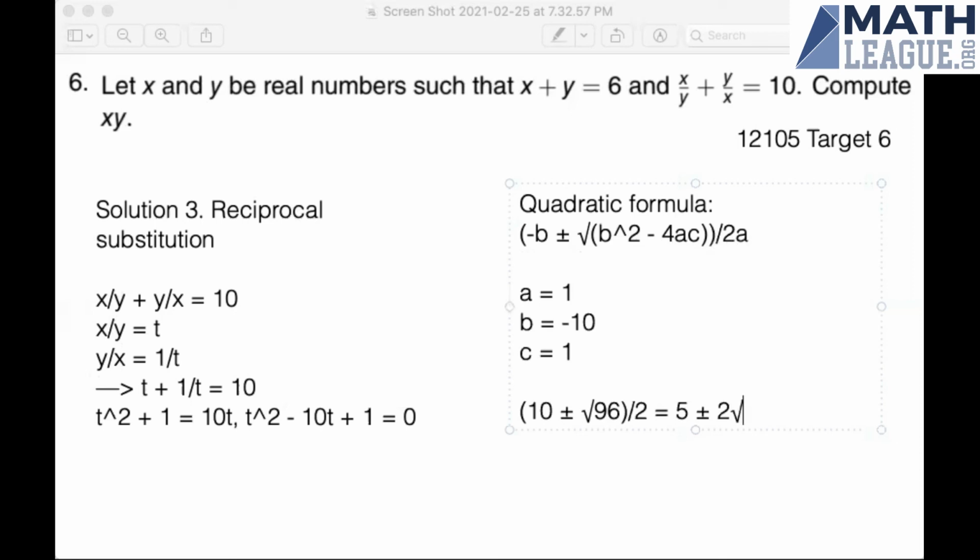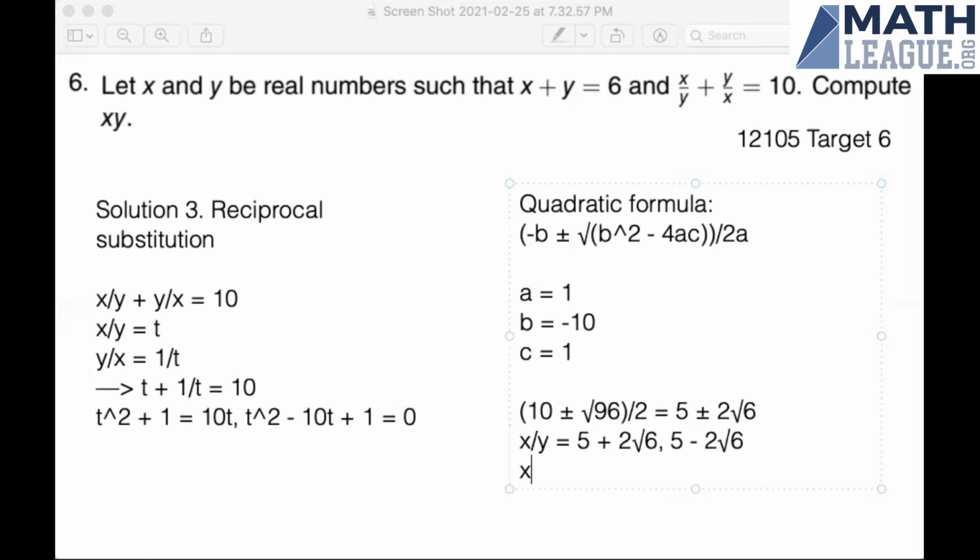Remember, we still have the 2 solutions, right? So remember, t can be either one. So what does that mean for our solution? Well, we just solved for x over y, right? Because that's how we defined t in our substitution. So x over y is equal to either 5 plus 2 root 6 or 5 minus 2 root 6. Now, it doesn't really matter which one we take. So we'll just do 5 plus 2 root 6.